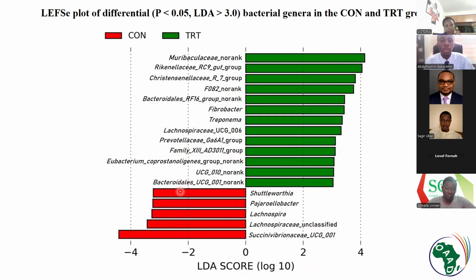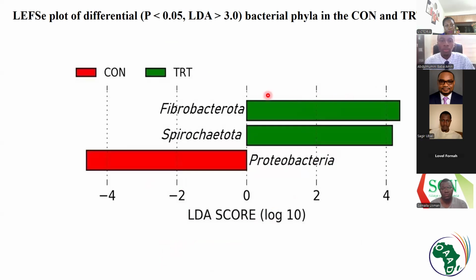This one shows that in the con group, this particular taxa are statistically significant. So it's also most likely 3. This one is for phyla. It's also the same thing as that. That is for genera. This is for phyla.